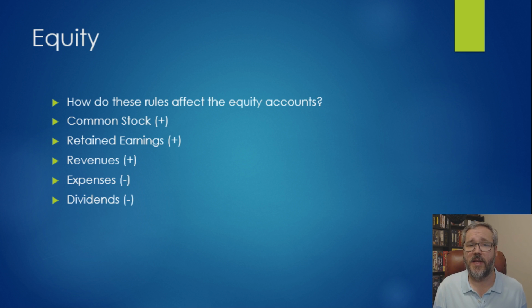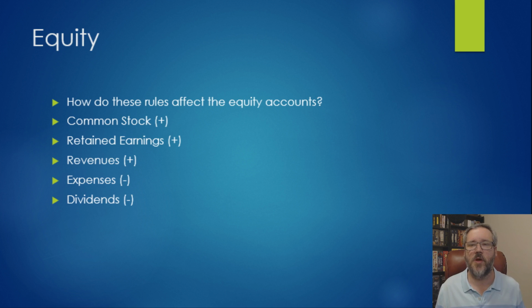Again, talking about equity, how do the rules affect equity? Well, anytime we issue common stock, anytime we retain earnings, anytime we earn revenue, we're increasing the owner's claim to assets. When we earn, let's say, revenue, we get paid in cash. Assets goes up, revenue goes up, right? Expenses is an anti-revenue. Dividends is an anti-retained earnings.